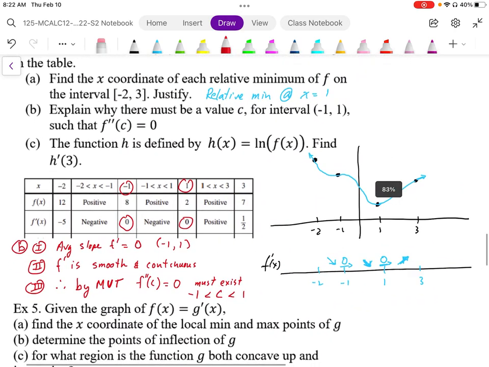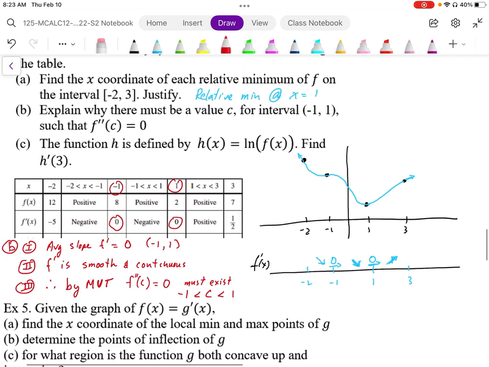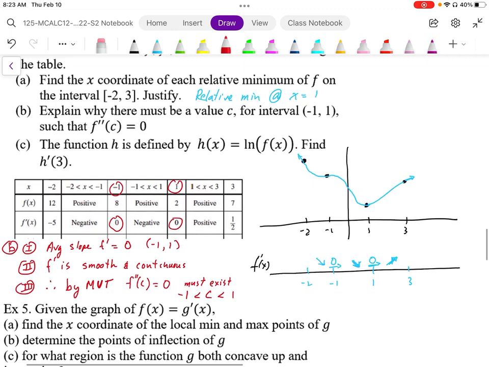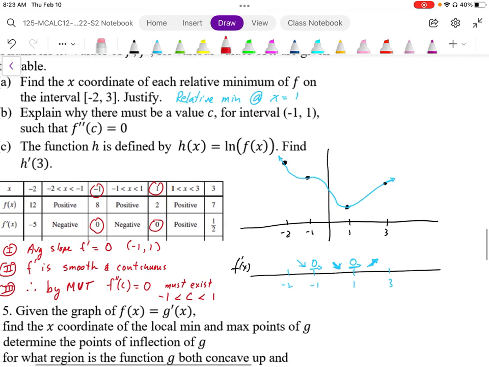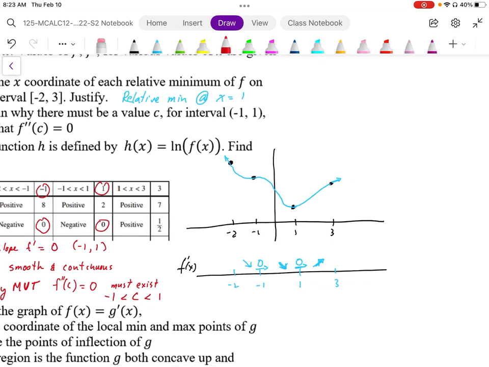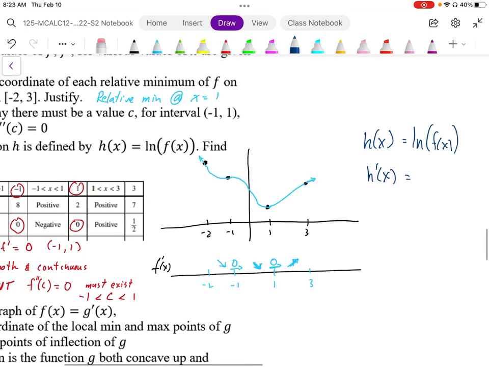Part C says the function h is defined by ln f of x, and we want to find h prime of 3. This is a problem where we need to differentiate. So h of x is equal to ln f of x. If I want to find h prime, this is an embedded function, so I differentiate 1 over the inside function. But because the inside function is a function itself, I need to multiply using the chain rule.